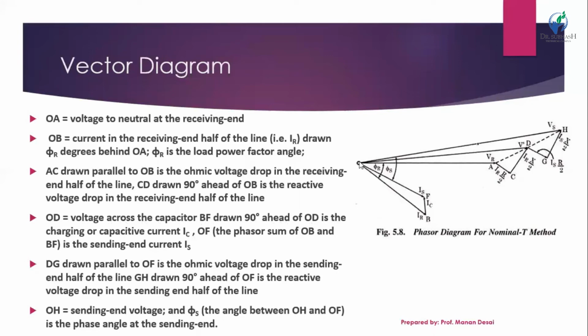So finally OH is the sending end voltage, and phi S is the sending end voltage angle, which is lagging with IS. So this is the sending end current. It is the resultant of the receiving end current and the charging current or capacitive current. The voltage resultant is Vs, the sending end voltage. So students, you see here the phasor diagram.